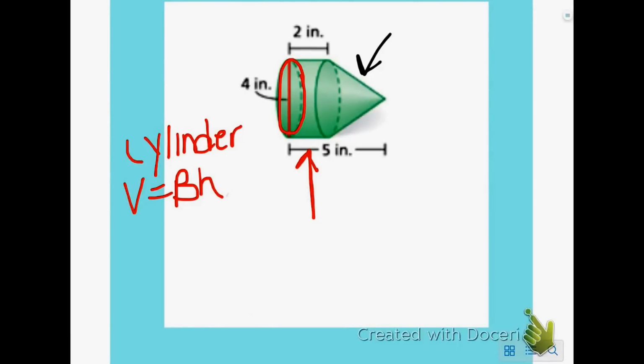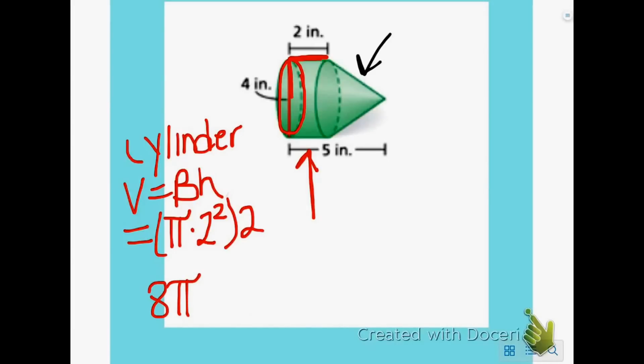So to find capital B, I need to use the area formula for a circle, which is pi times r squared. And if I look at the circle, the radius of the circle is going to be half the diameter, which would be 2 squared. And the height of my cylinder would be 2 inches. So if I want to find the volume of the cylinder, I just put in pi times 2 squared times 2. And that tells me that my cylinder is going to be 8 pi.